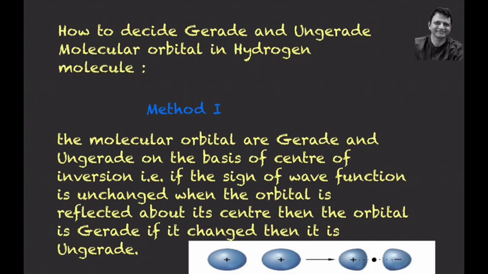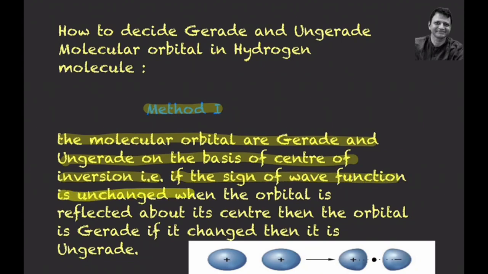Today we are going to discuss gerade and ungerade molecular orbitals in the hydrogen molecule. There are two methods to decide whether a molecular orbital is gerade or ungerade. The first method is very simple. Molecular orbitals are gerade or ungerade on the basis of the center of inversion. That is, if the sign of the wave function is unchanged when the orbital is reflected about its center, then the orbital is gerade. If it is changed, then it is ungerade.